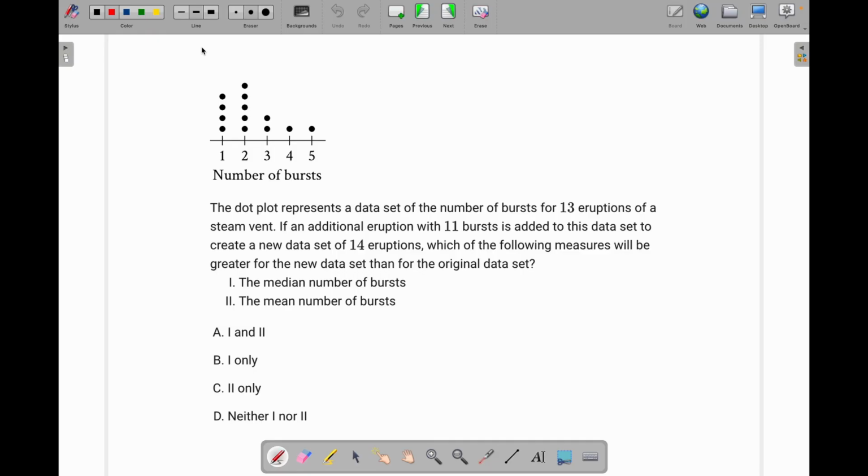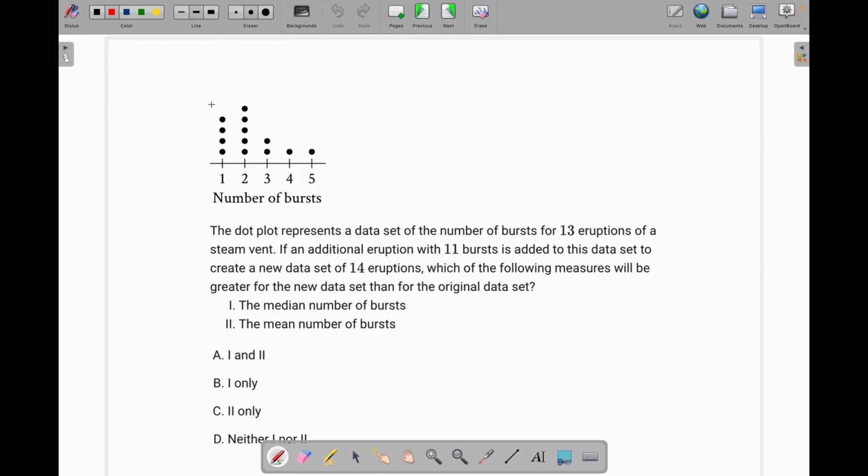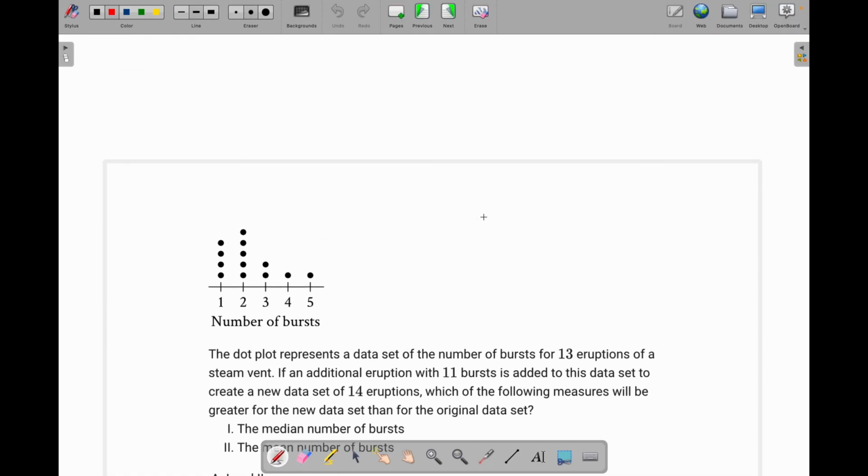So we have 13 eruptions right here, and 11 bursts happen. Now you're adding another eruption with 11 bursts. So you're going to see somewhere over here, for one eruption, there's going to be one with 11 bursts. Now, which of these will be greater?